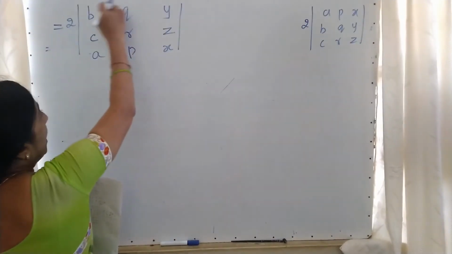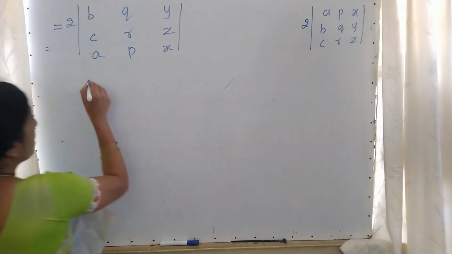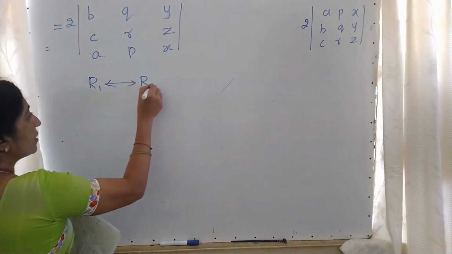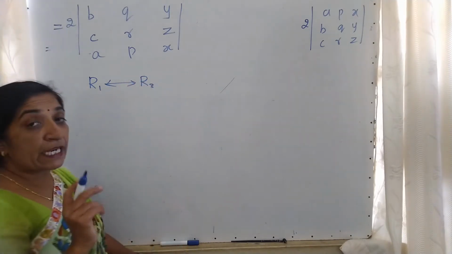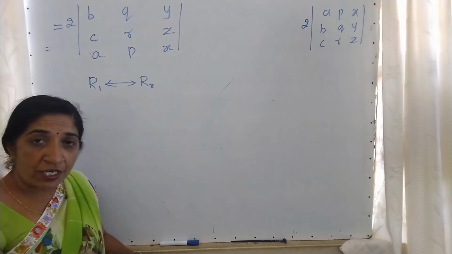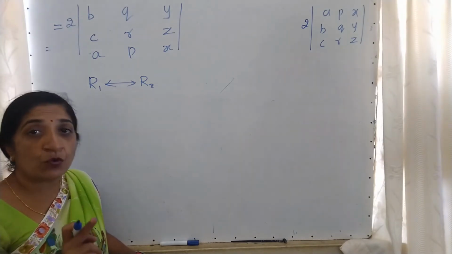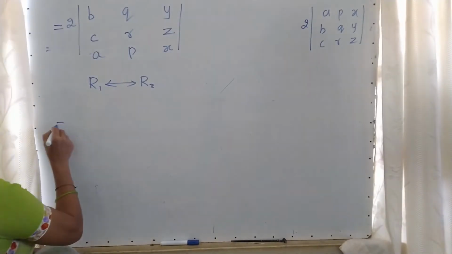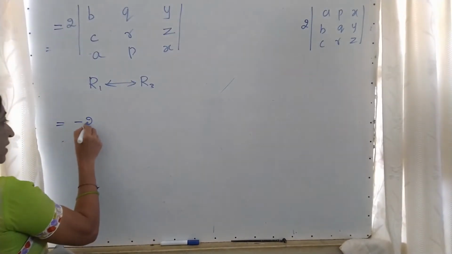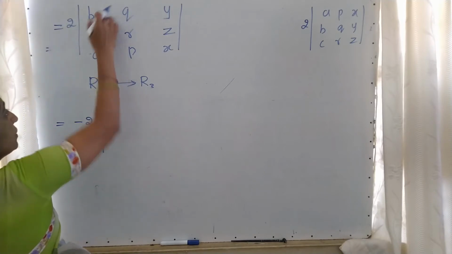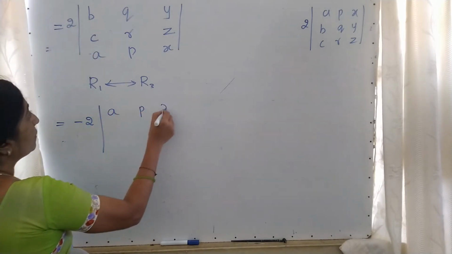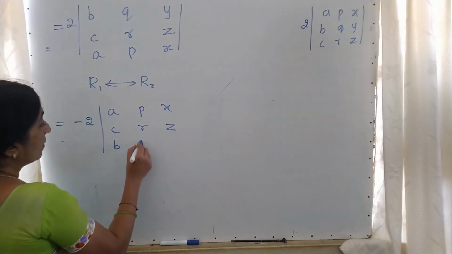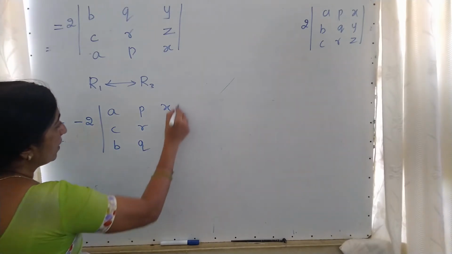That means we have to interchange the rows. Now I am interchanging the first and third row, R1 and R3. In a determinant, if you interchange any two rows or any two columns, the sign of the determinant will change. So here instead of plus 2, we are getting minus 2. Interchange first and third row. Second row as it is. Then also it is not the required answer.